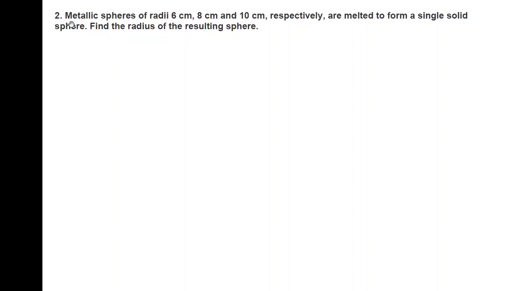Here it is. A metallic sphere of radii 6 cm, 8 cm and 10 cm. So there are, suppose, 3 metallic spheres of 6 cm, 8 cm and 10 cm radii, which are melted to form a single solid sphere. So we have to melt all these 3 metallic spheres and we will make another large metallic sphere. Find the radius of the resulting sphere.